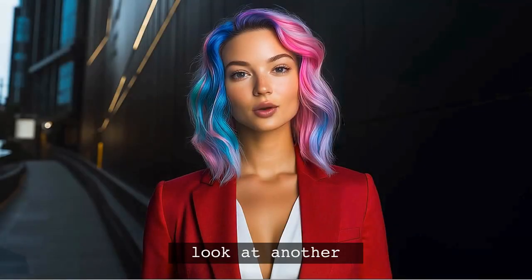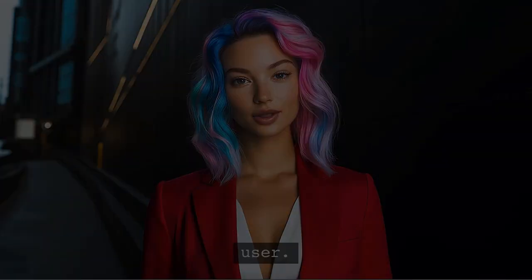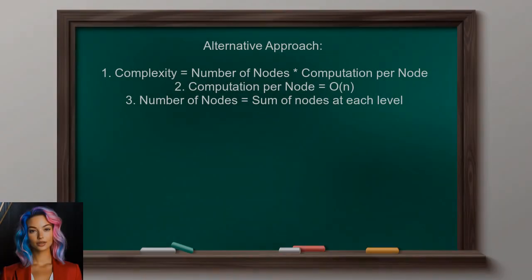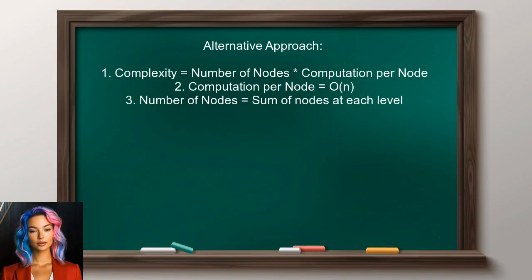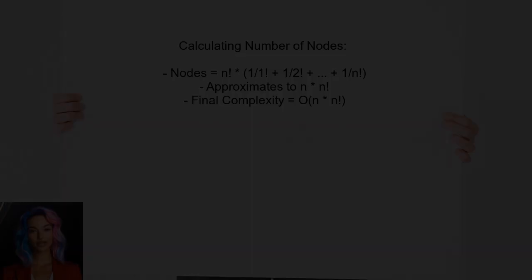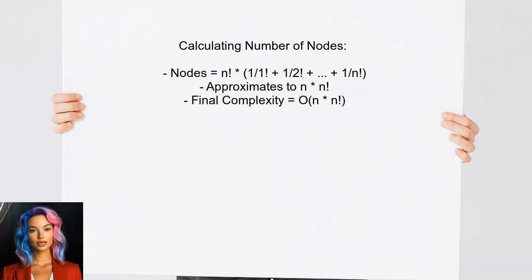Let's take a look at another answer from another user. This user provides an alternative approach to understanding the complexity of generating all permutations of a string. They suggest calculating the complexity as the number of nodes multiplied by the computation at each node. They explain that the number of nodes can be expressed as the sum of factorials, leading to a total of n, multiplied by a series that approximates to n. This results in a complexity of O(n) times n factorial.